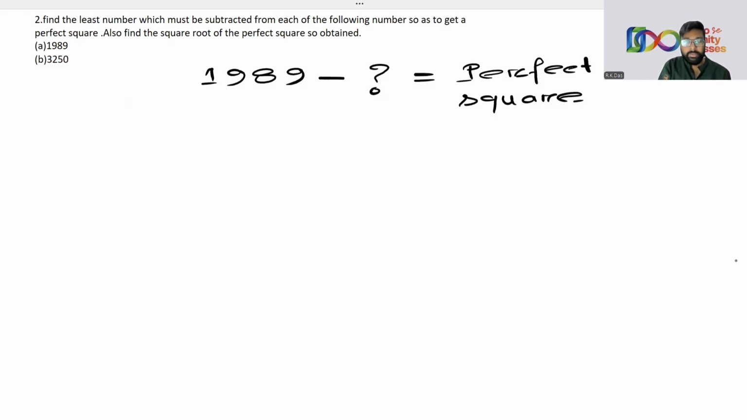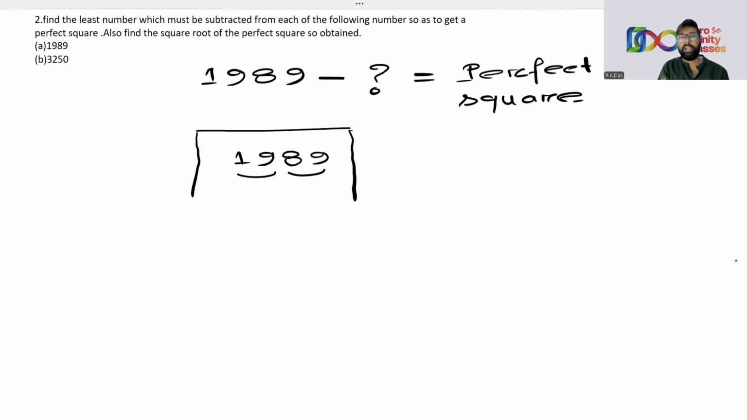Okay. So again, I'm writing 1989 inside the box. So again, we have to make a pair. This is also a pair, and we have to search 19. We have to see 19 lies between what? 4 square and 5 square. 4 square is what? 16, and 5 square is what?